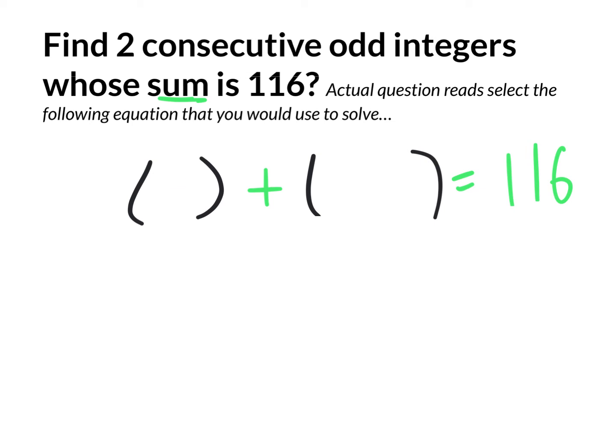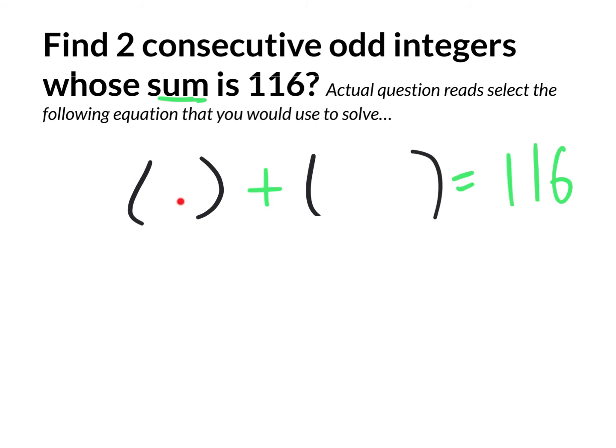Odd number. 5? Okay, so 5 plus 7. Is that 116? No, give me another odd number. 3 plus 5, is that 116? No, right? So you could start guessing and checking, but the bottom line is, let's say this was 5.